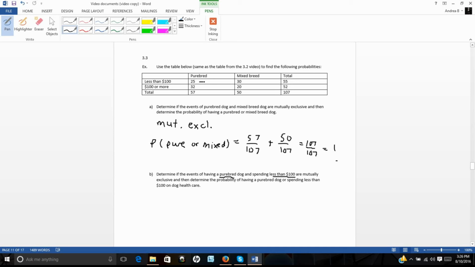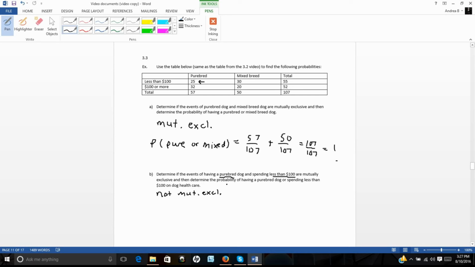In fact, that would be represented by this 25 right here, would be the probability of having a purebred dog that you spent less than $100 on. So it's definitely possible for it to be both. So that means that this one is not mutually exclusive in terms of these two events. So remember, if the events can happen at the same time, that means it's not mutually exclusive. If they cannot happen at the same time, then they are mutually exclusive. So it might seem kind of contradictory of what you might think originally, but that's our definition there.